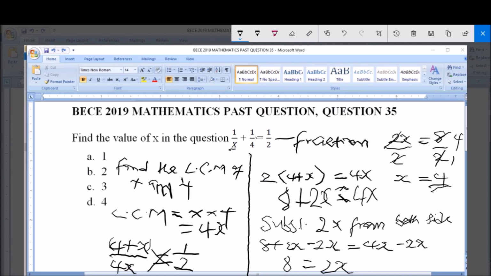Now let's go to our options and check which of them corresponds to our answer. A says 1, B says 2, C says 3, and D says 4. And as you can see, D corresponds to our answer, which is 4. x is equal to 4. So our answer is D.